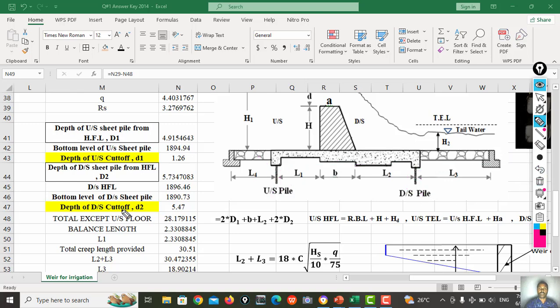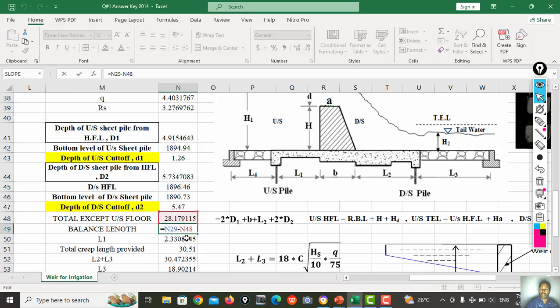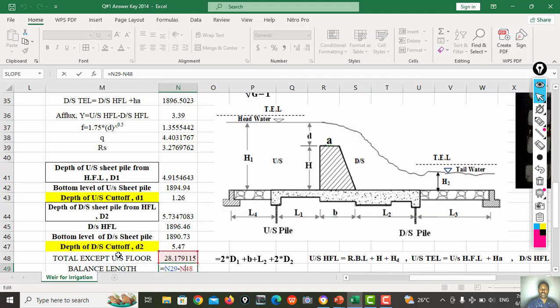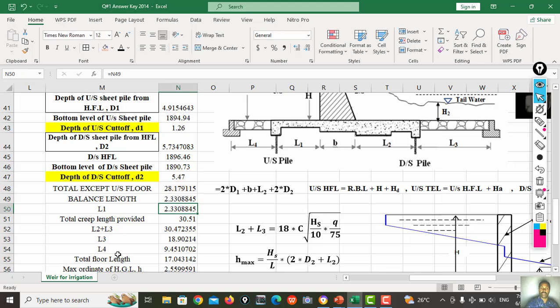So I think that's why twice. You multiply twice for this one. Total except this will be this one. Then balance links will be, you have to subtract from total creep links. You subtract this one, so you get balance links.